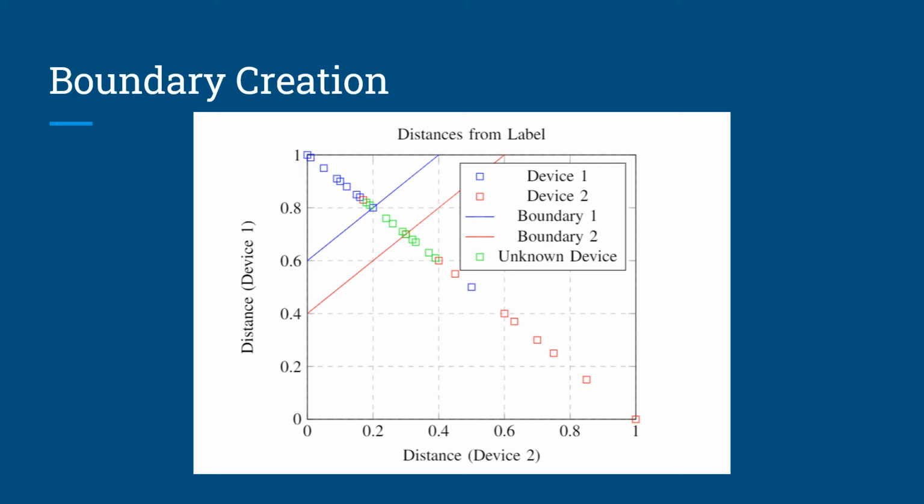The dots themselves are representations of what the neural network output will be. For example, if the conversation goes through the neural network and outputs claiming it's 80% like device 1 and 20% like device 2, it will be listed at 0.2 on the x-axis and 0.8 on the y-axis.